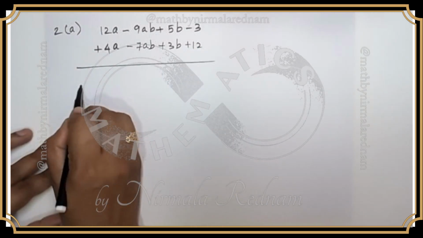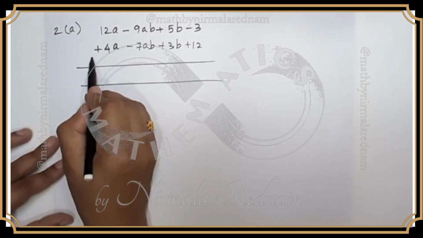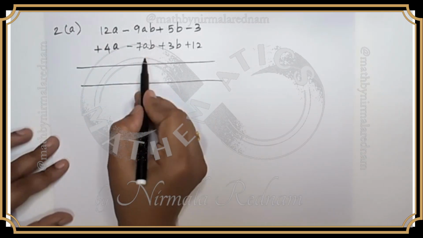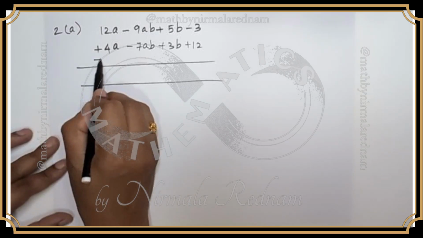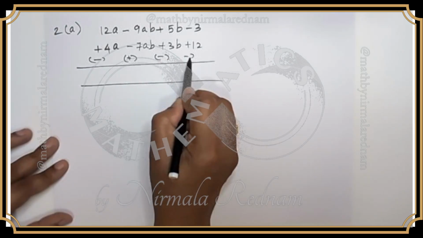Okay. Now this is a subtraction. So one additional step that we are going to do is I am going to reverse the signs of all the terms in the second expression. So I'm going to write a minus here. I have a plus here, minus and a minus here.